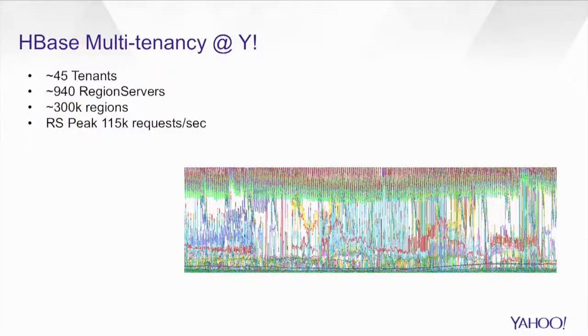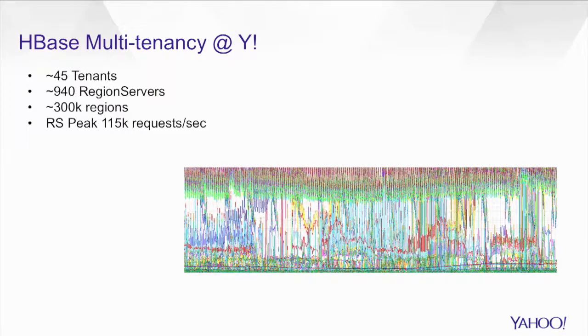To put that more into perspective, here's some more information about this one multi-tenant cluster. In this cluster, we have around 45 tenants, around 940 region servers, around 300,000 regions, and the top line of that graph is around 115 requests per second in terms of throughput. So as you imagine, we have this many tenants running all these various things. How are we able to make sure that no one is stepping on each other, everyone gets the resources they need, meets their SLAs, and everyone can move forward?